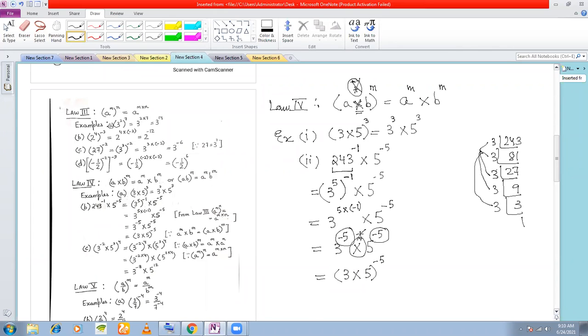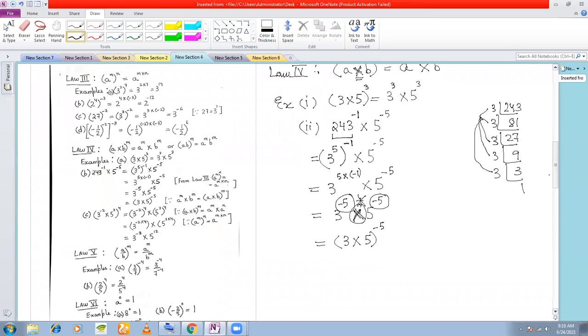If there was a plus sign, we could not do this, right? Only when there is a multiplication sign can we use this. Okay. Moving on to the next example.